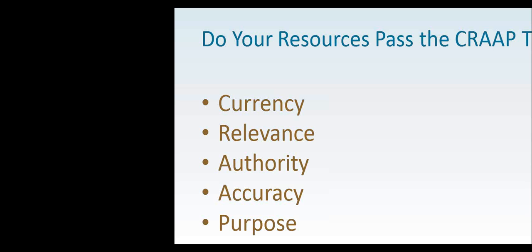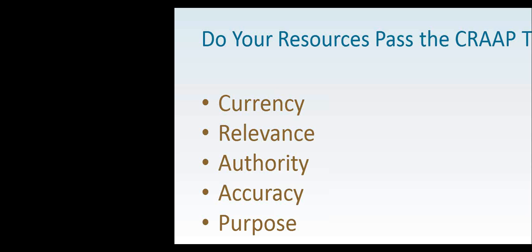Accuracy. The reliability, truthfulness, and correctness of the content. Again, where does the information come from? Was the information supported by evidence? Is it a Wikipedia? Has the information been peer-reviewed? Does the language or tone seem unbiased or free of emotion? Or is it just an opinionated source?